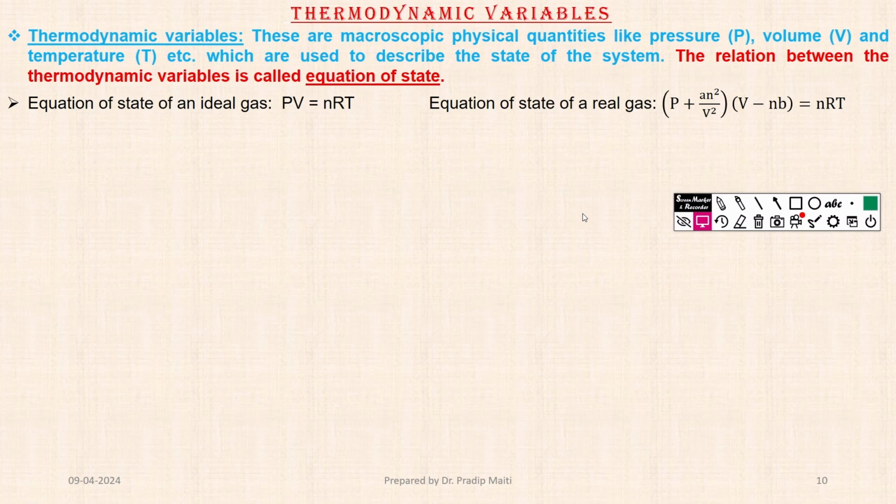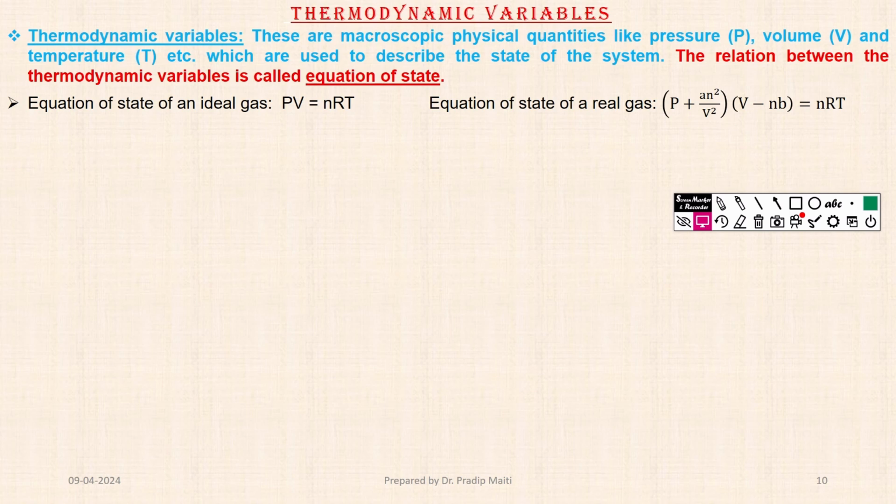Now the thermodynamic variables. Thermodynamic variables are macroscopic physical quantities like pressure, volume and temperature etc., which are used to describe the state of the system.